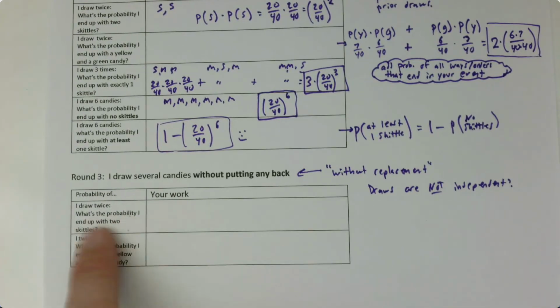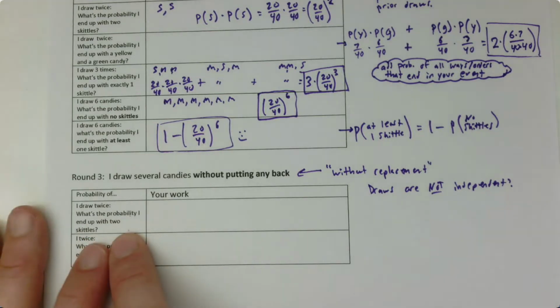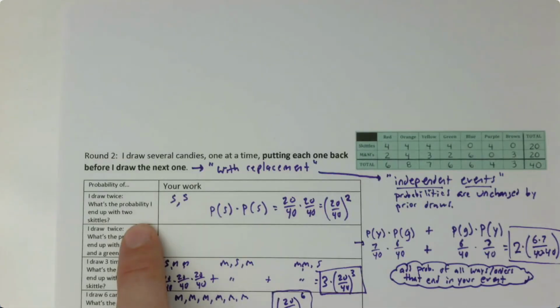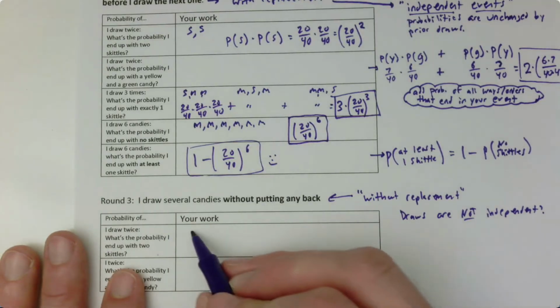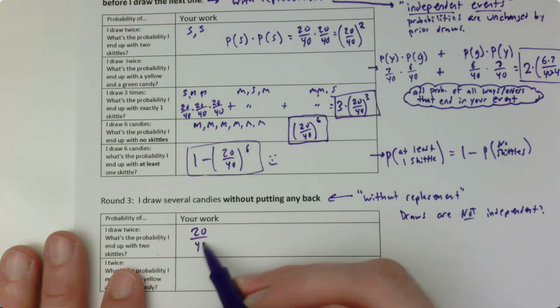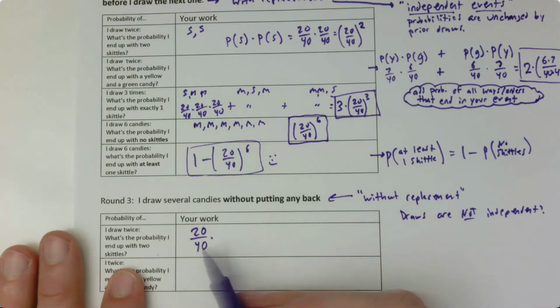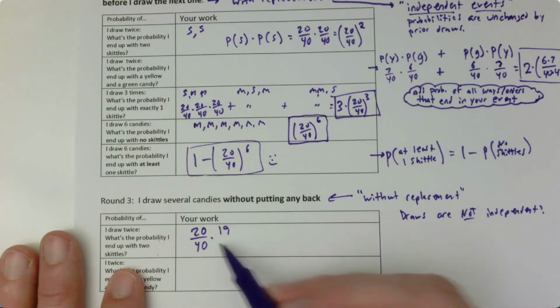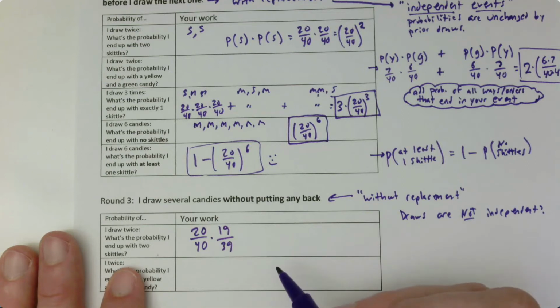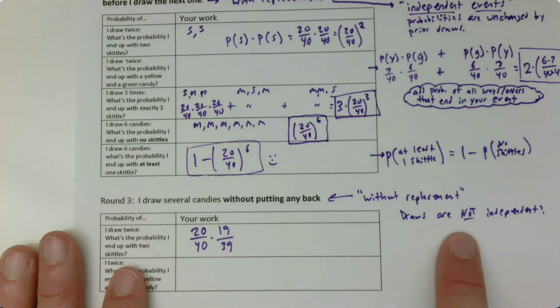What's the probability that I end up with 2 Skittles? Before, the probability that I ended up with 2 Skittles was just the probability I draw a Skittle twice in a row, because there's 20 Skittles out of 40 candies, and then I put the Skittle back, and then for my second draw, same probability. Here, for my first draw, there's definitely 20 Skittles out of 40 candies, but once I've drawn a Skittle, what's the probability my next one is a Skittle? Well, there's only 19 Skittles left now, and there's only 39 candies left. So that's the sense in which the draws are not independent.